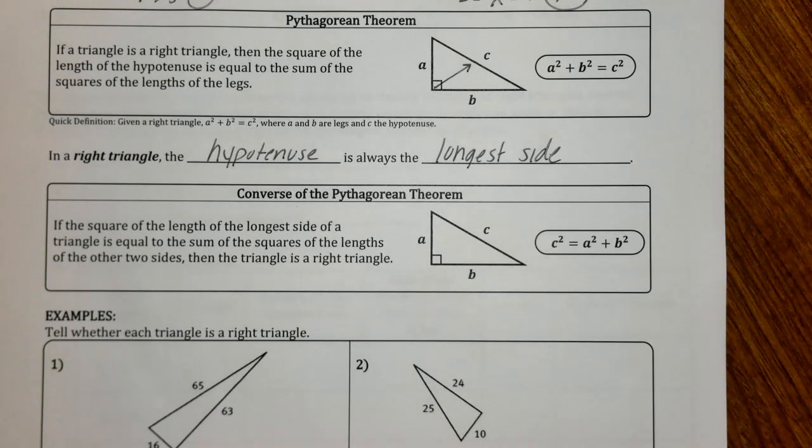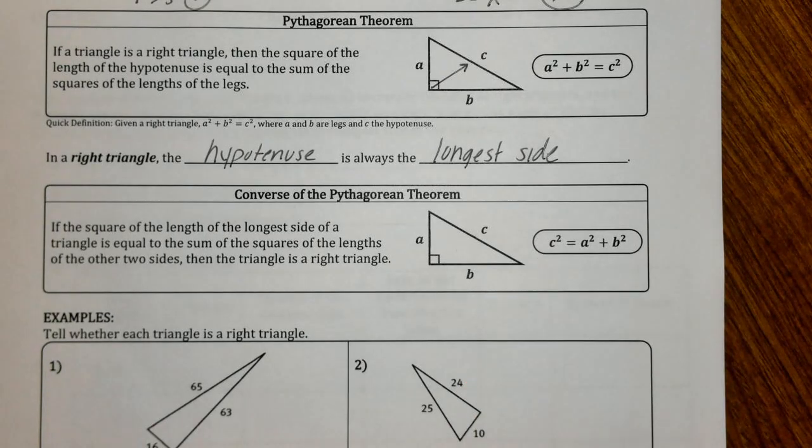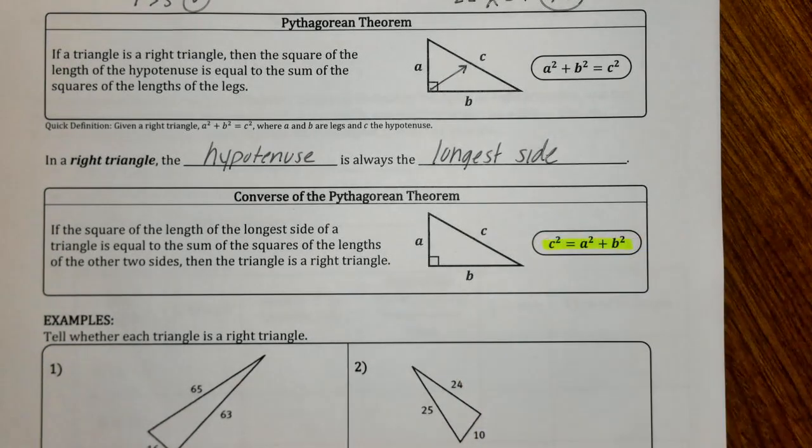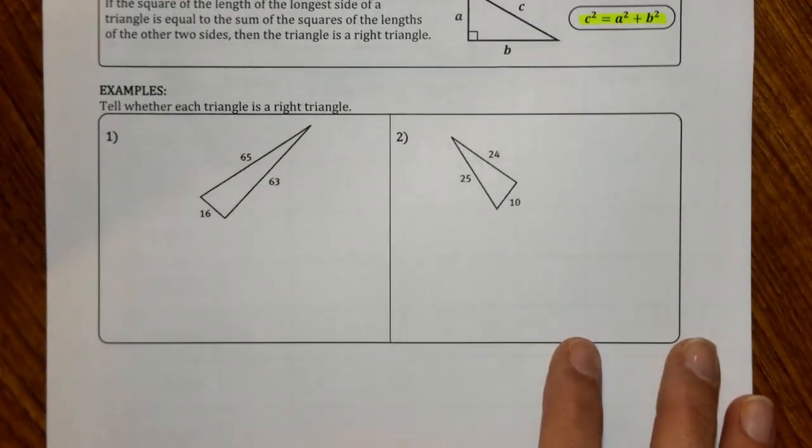The converse, instead of saying this is a right triangle, use a squared plus b squared equals c squared, is saying, hey, here are three sides. Does c squared equal a squared plus b squared? So instead of saying this is a right triangle, solve, now we're going to say, here are your numbers, is it a right triangle?